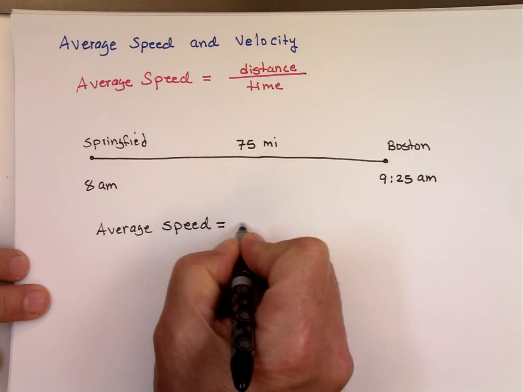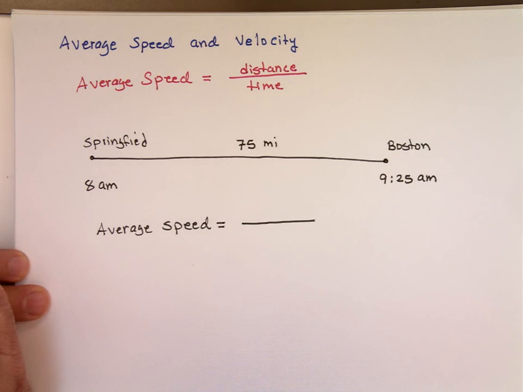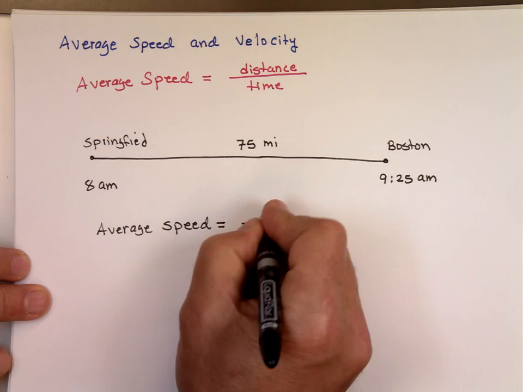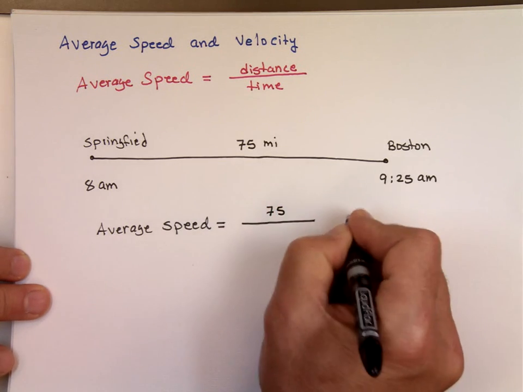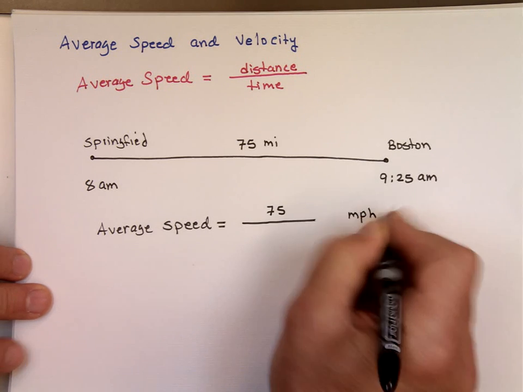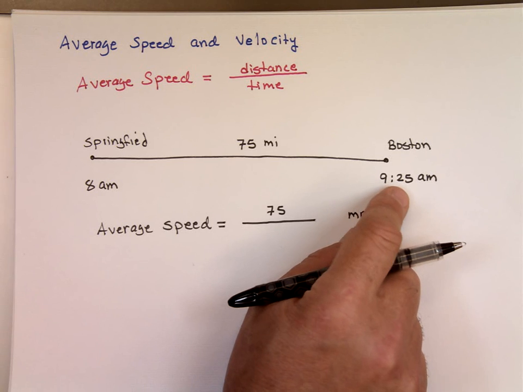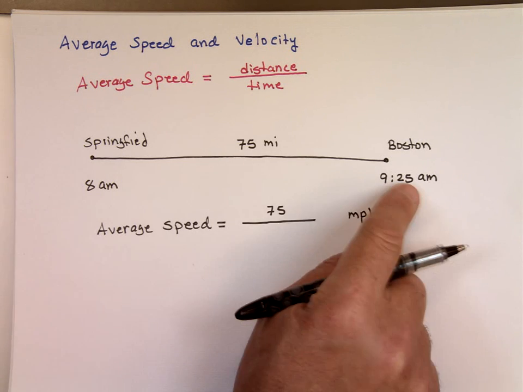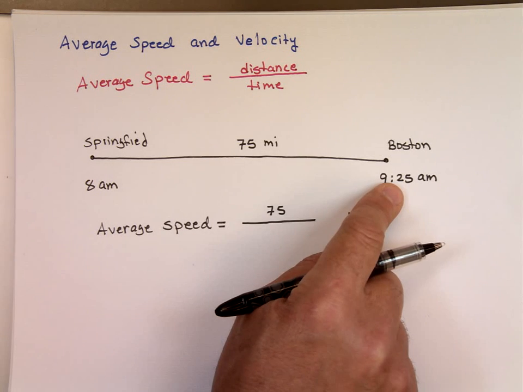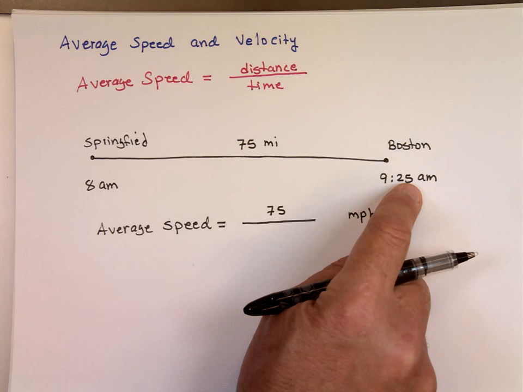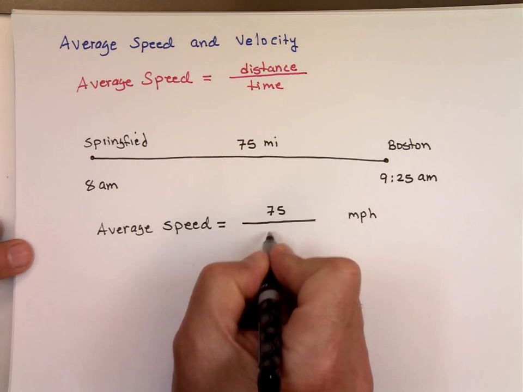So what is the distance traveled here? How far? 75. And what was my time? I want it in miles per hour, so what was my time in hours? How long did it take me to go from Springfield to Boston? Can you say an hour and a half? Well, I'm going to get the exact answer. You're close to an hour and a half, but an hour has how many minutes? 60. So 60 plus another 25, so you did 85 minutes.